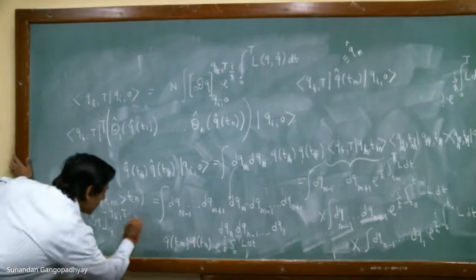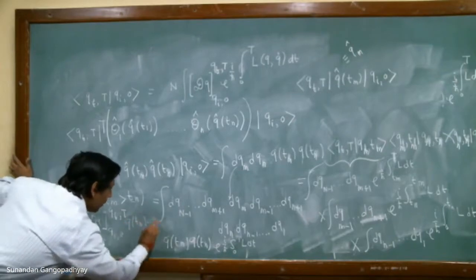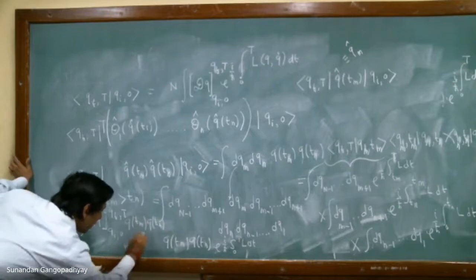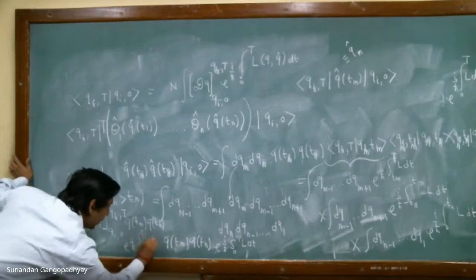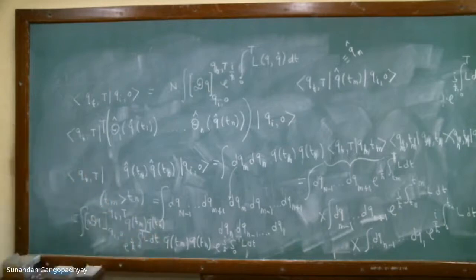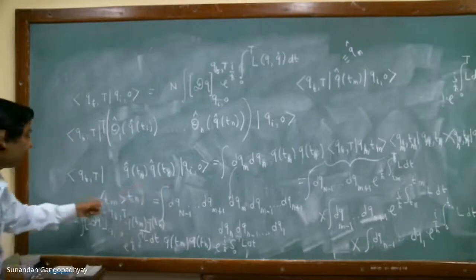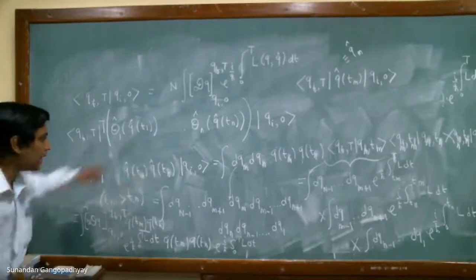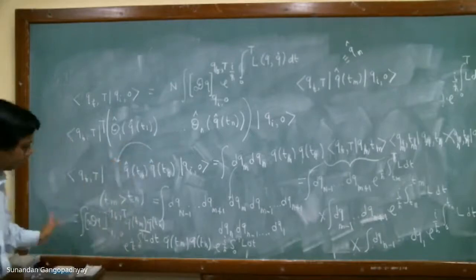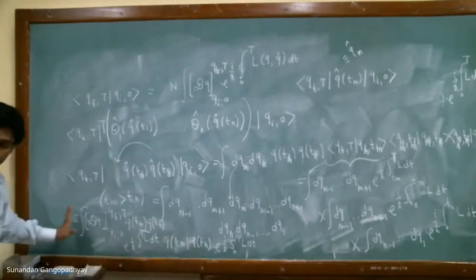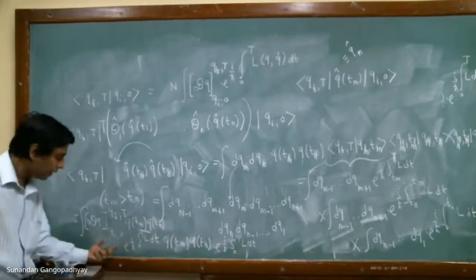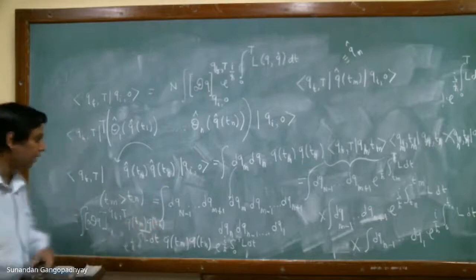Then you have these functions q(t_m) and q(t_n) times e to the power of i by h bar integral 0 to T of L dt. So this is the result for the time ordered product when t_m is greater than t_n. When t_n is greater, then as I mentioned, this will go to this side. The result will be the same. Once again I repeat, there are no ordinary integrals. There is only one path integral, and you have these two insertions in the path integral.